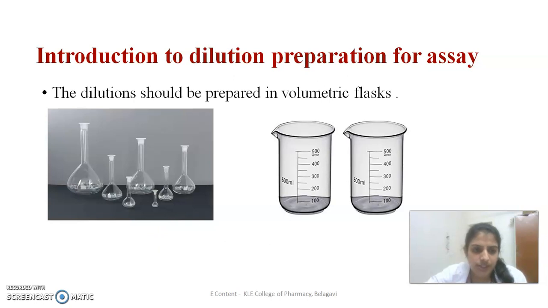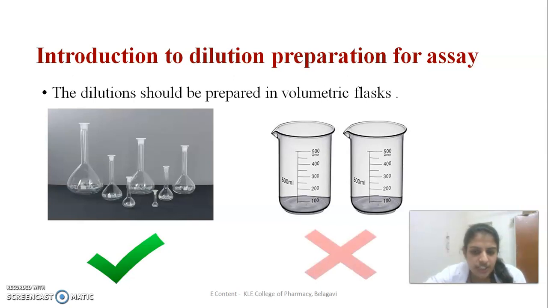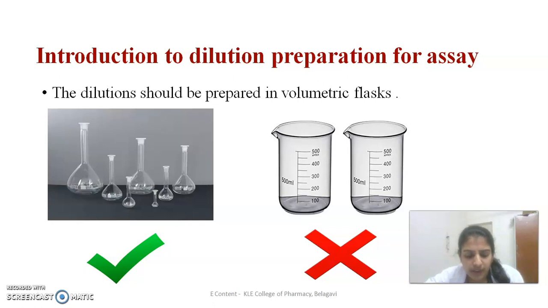Before going to the calculations, we should know how to prepare the dilutions, or how to maintain the standard SOPs for the dilutions. As we know, HPLC and UV are very sophisticated machineries. We are taking the solution in very minute quantities. So, we should always use the volumetric flask, not the beaker, for the preparation, because a slight variation in the markings also shows result variation in those sophisticated machineries.